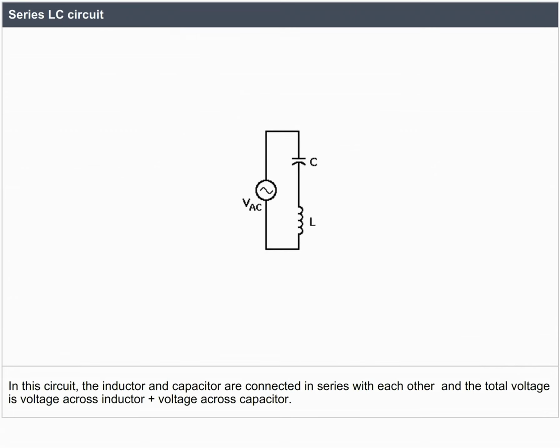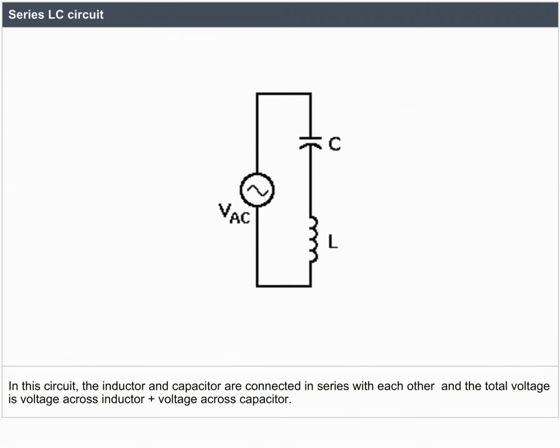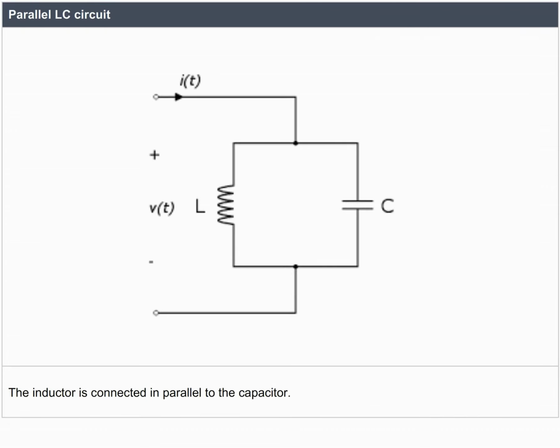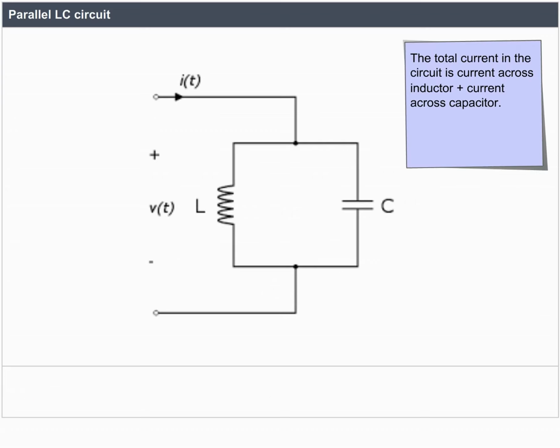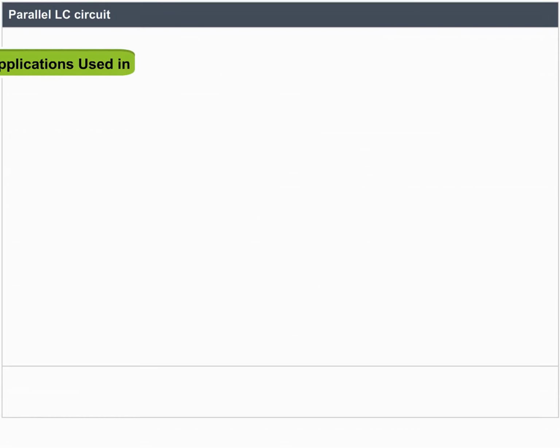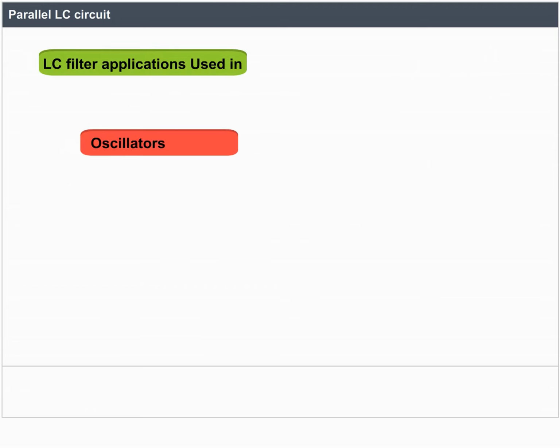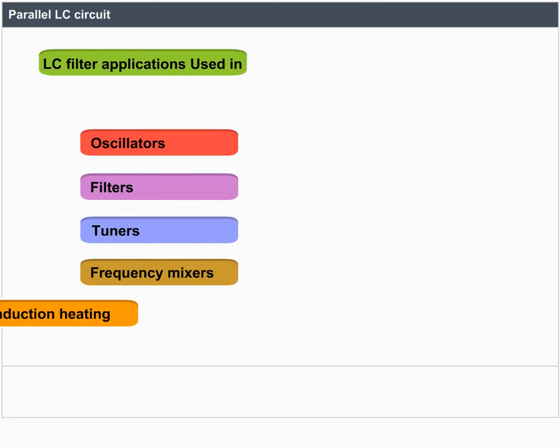Series LC circuit. In this circuit, the inductor and capacitor are connected in series with each other, and the total voltage is voltage across inductor plus voltage across capacitor. Parallel LC circuit. The inductor is connected in parallel to the capacitor. The total current in the circuit is current across inductor plus current across capacitor. LC filter applications: used in oscillators, filters, tuners, frequency mixers, induction heating.